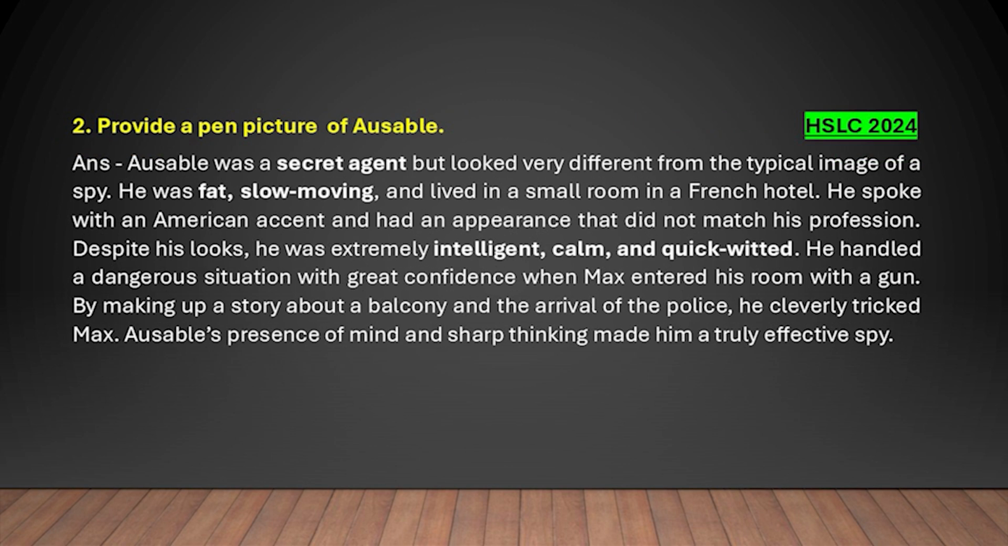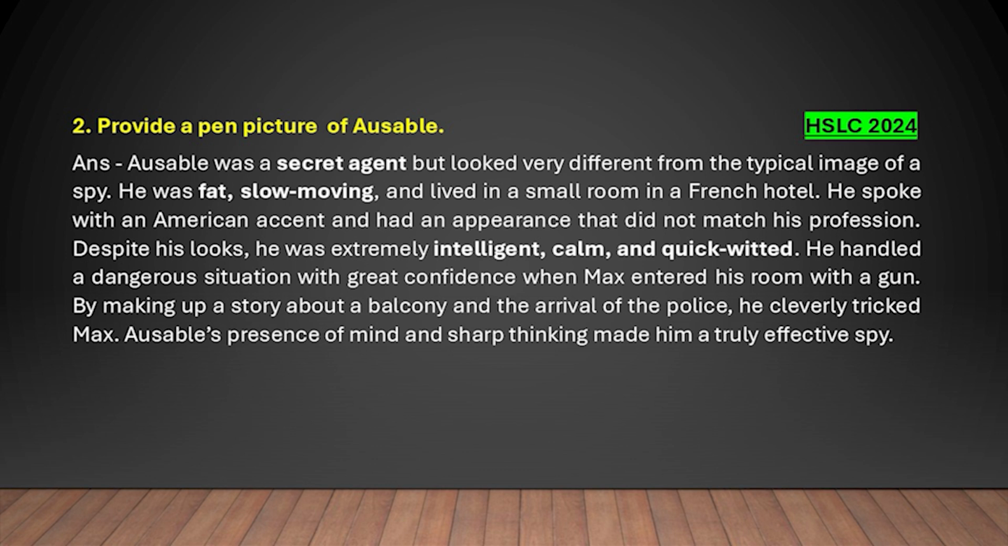2. Provide a pen picture of Ausable. HSLC 2024. Answer: Ausable was a secret agent but looked very different from the typical image of a spy. He was fat, slow-moving, and lived in a small room in a French hotel. He spoke with an American accent and had an appearance that did not match his profession. Despite his looks, he was extremely intelligent, calm, and quick-witted.